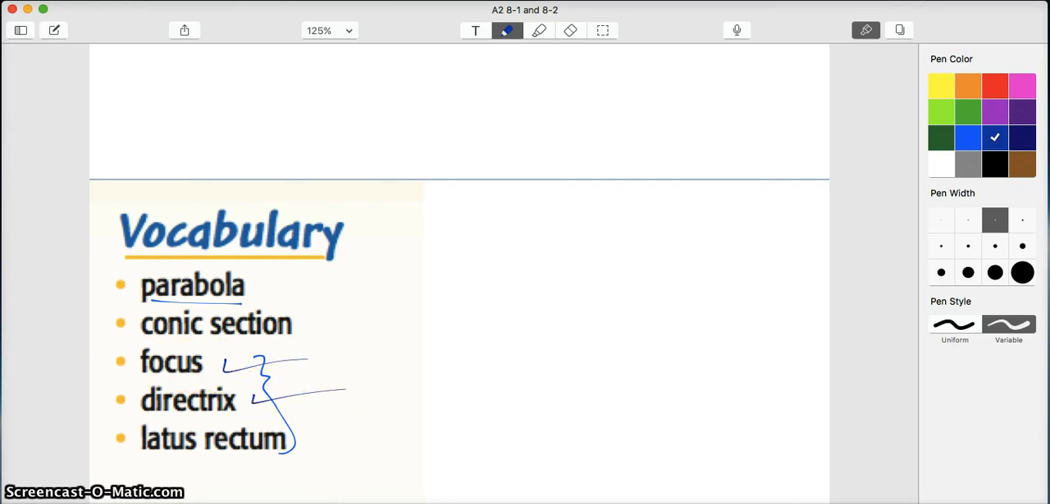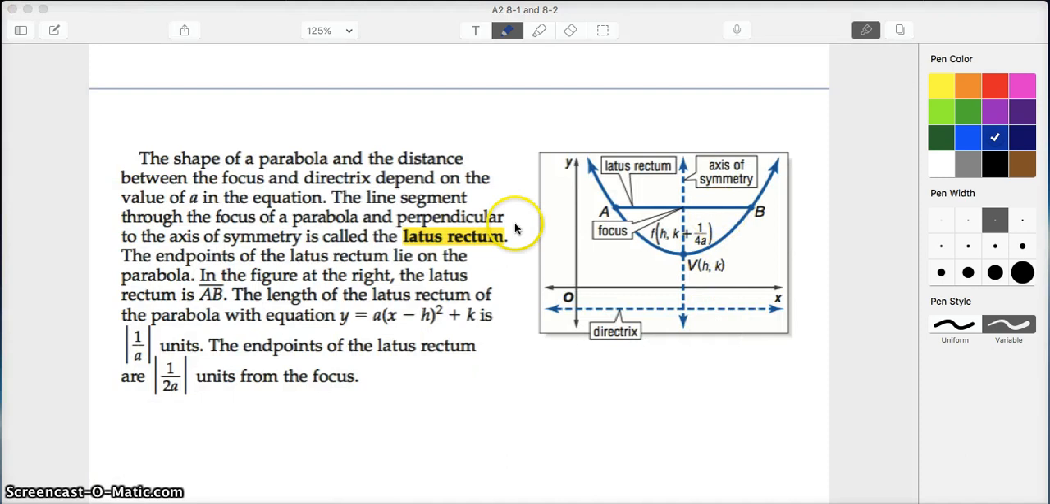Now we're going to look at the latus rectum. The latus rectum refers to this right here, with this being the focus. We talked about the focus just now. Here's the directrix. The line that goes through the focus and intercepts the actual parabola, that segment is going to be referred to as the latus rectum.